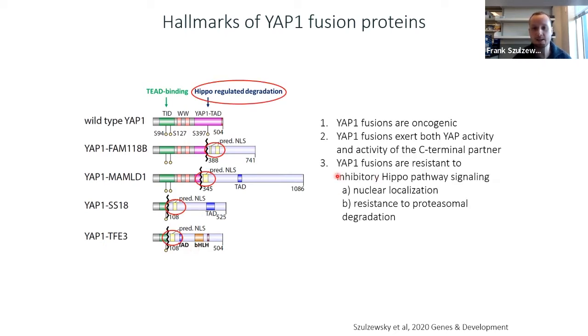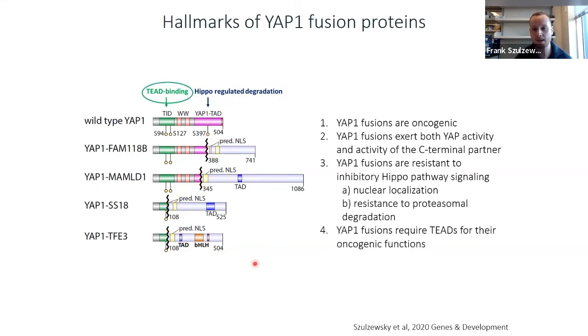Number 3, these YAP1 fusions are resistant to inhibitory Hippo pathway signaling, A, through nuclear localization, which is achieved by the presence of nuclear localization sequences in the C-terminal fusion partners, and B, through resistance to proteasomal degradation, which is achieved by the loss of the serine 397 residue in the YAP1 sequence that is lost in all of these YAP1 gene fusions. And number 4, we could show that these YAP1 fusions require TAZ for their oncogenic functions. Basically, this transcription factor that is necessary for the activity of wild-type YAP1 is also required for the activity of these YAP1 fusions.